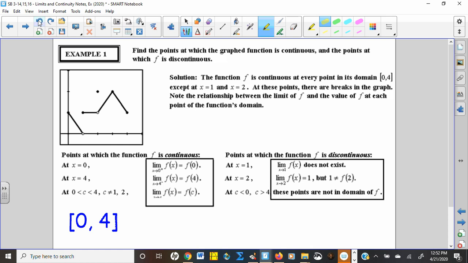It's continuous everywhere greater or equal to 0, less than or equal to 4, except x equals 1, x equals 4. And that's pretty much what they ended up saying. It's discontinuous at x equals 1, it's discontinuous at x equals 2, and then it's continuous everywhere between that. But that doesn't really expand on the idea of continuity.